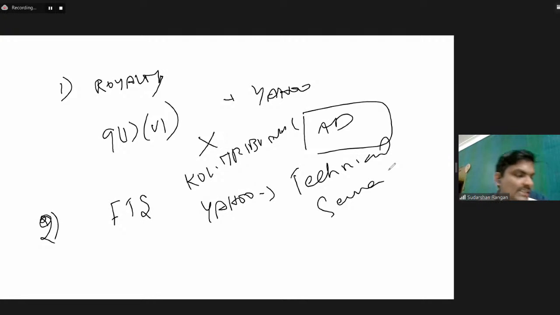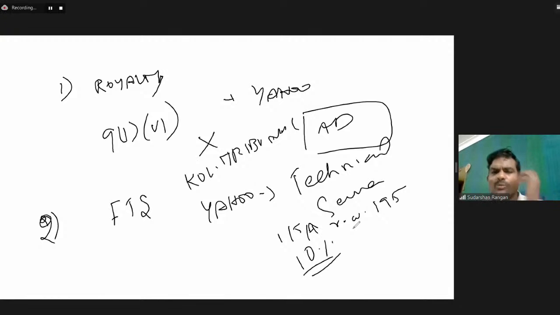So accordingly, as Sandeep Juneja has mentioned, 115A will come where royalty rates apply. So 115A read with section 195, TDS has to be deducted at 10%. I'm not going into the treaty now because under the treaty also, India-USA is 10%. So whether 115A will come.